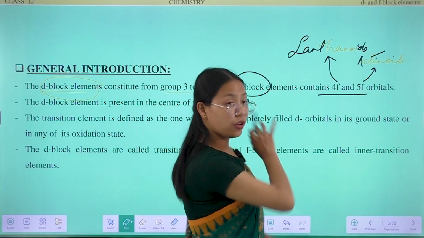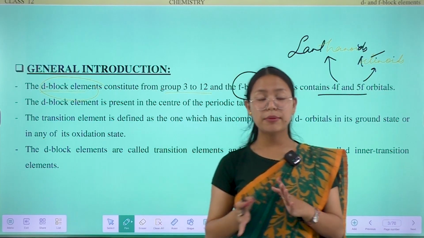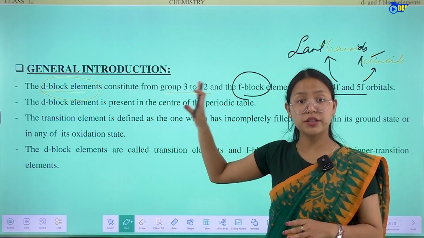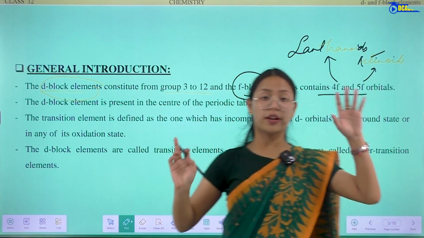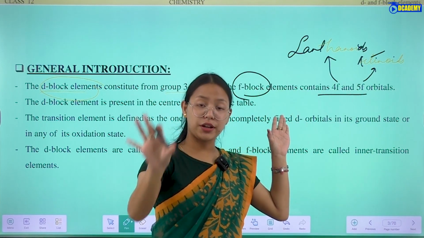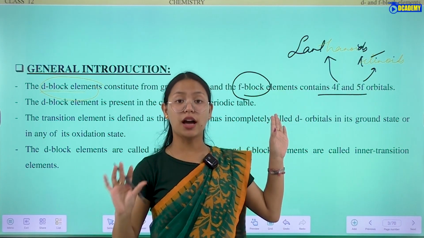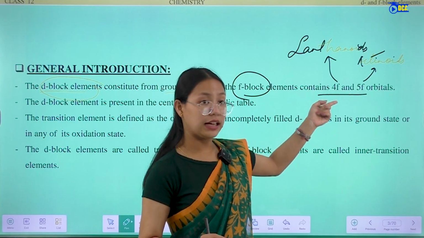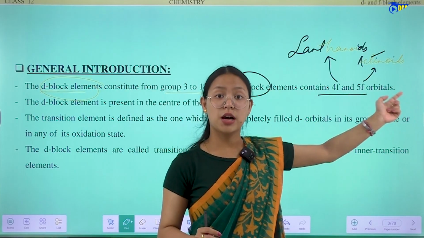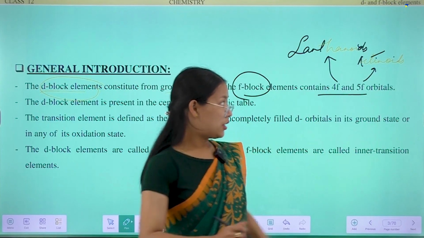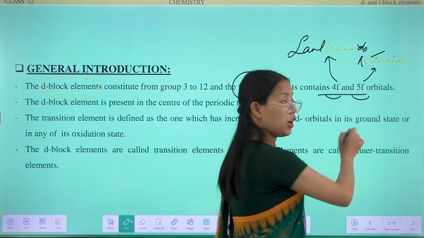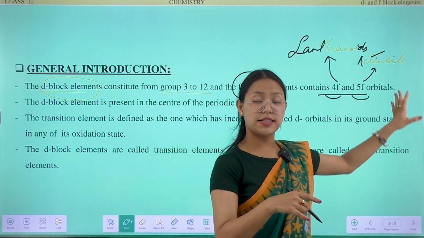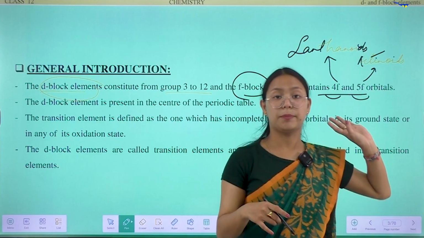F block and D block. D block will be from group number 3 to group number 12. The F block is placed separately at the bottom in a row. That means 4f and 5f orbitals. The 4f series is lanthanoids and the 5f series is actinoids.